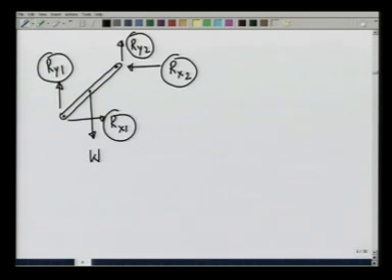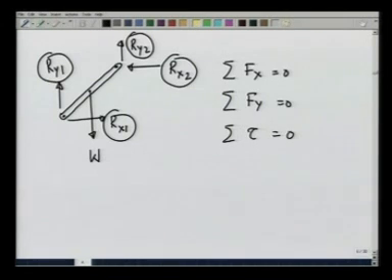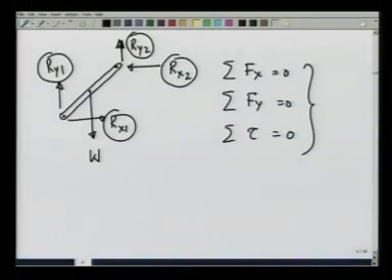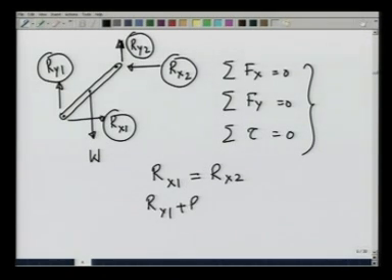and R x 1, and the number of equations is still 3: summation F x equals 0, summation F y equals 0, and summation tau about any point is 0. So, I am putting an extra constraint here by providing a vertical force at the upper pin also. The conditions I get are that R x 1 is equal to R x 2 according to the way we have shown directions, R y 1 plus R y 2 equals the weight, and the third condition is the torque condition.